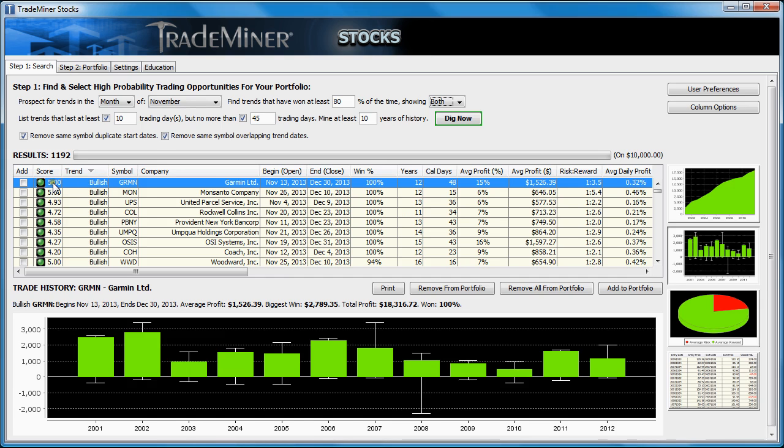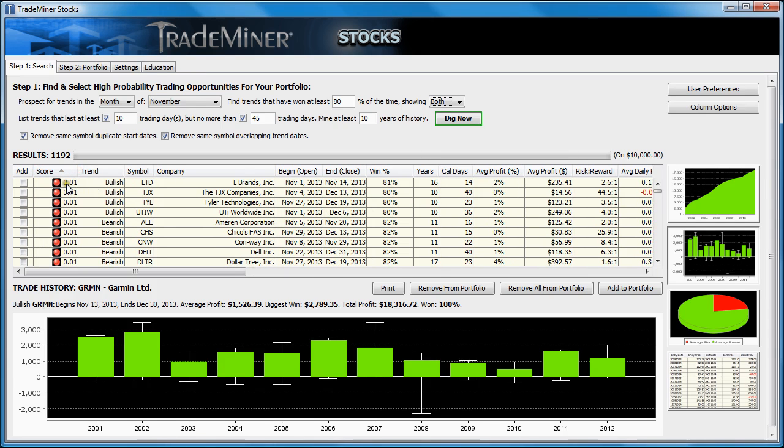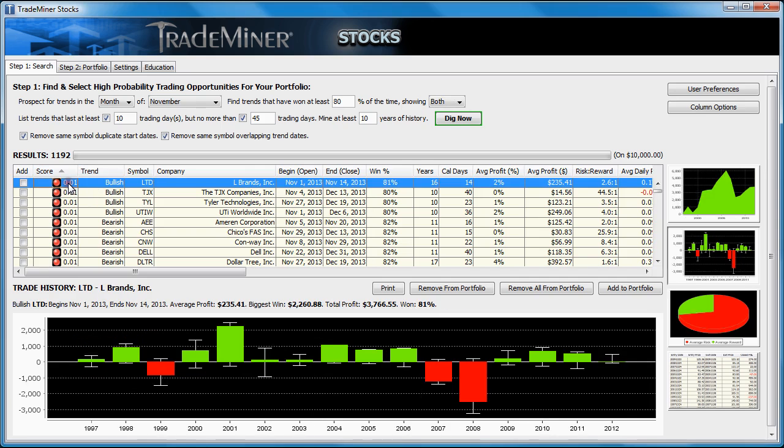The score is 5. Now this score tells us which ones made the most amount of money in the least amount of time with the least amount of risk. And this one scored very highly. 5 is the highest you can receive, so the score goes from 0 to 5. Now we can sort on the score as well. We can click on the score, and it takes us down to the lower scoring individual trends.